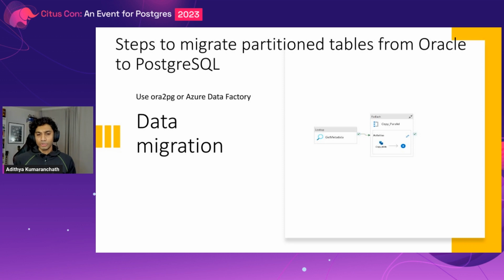There are several tools that you can use to migrate data from Oracle to Postgres. In this session, I'm going to use Azure Data Factory, which can load data in parallel. Azure Data Factory is a cloud-based ETL tool that you can use to copy data from one source to another, in this case, from Oracle to Azure Database for PostgreSQL.